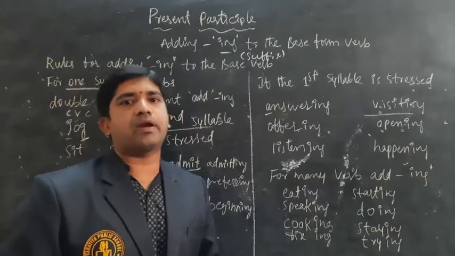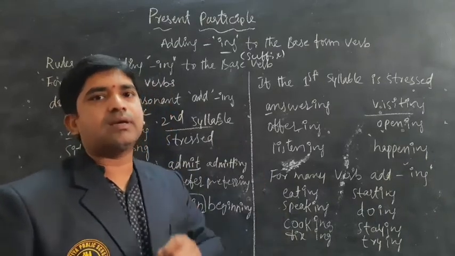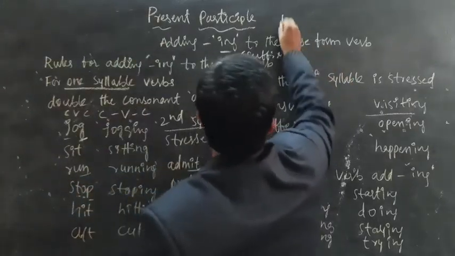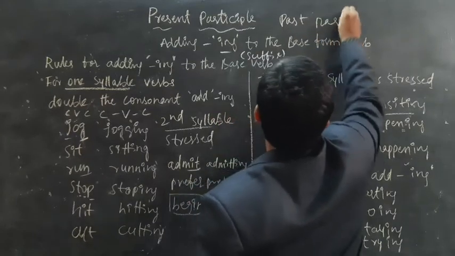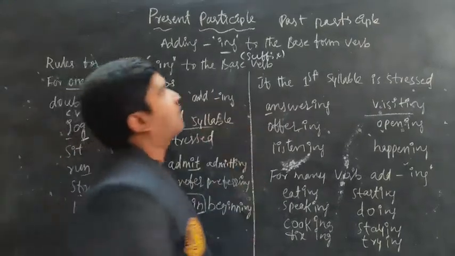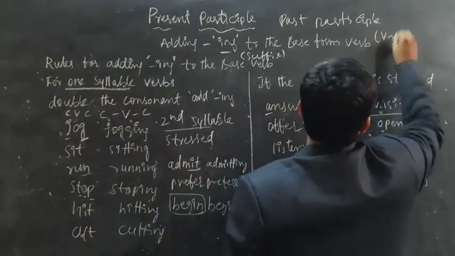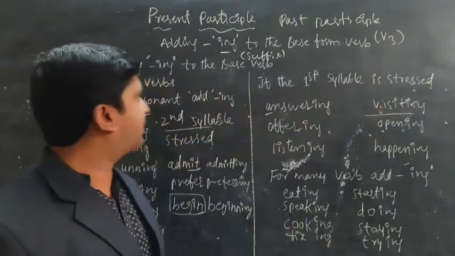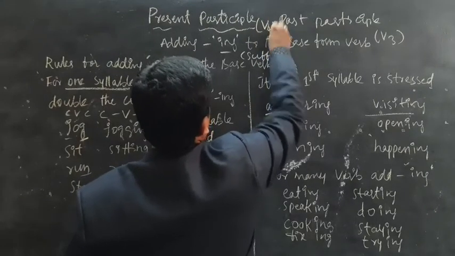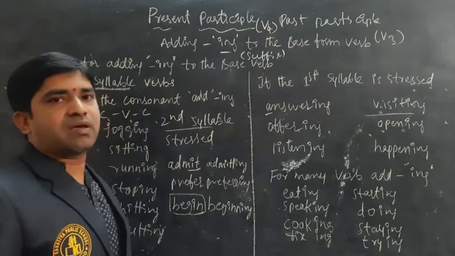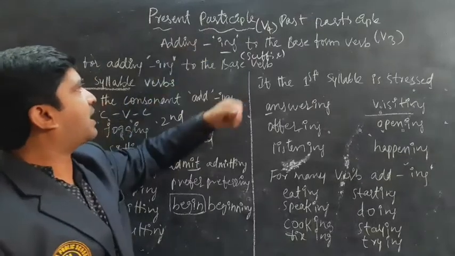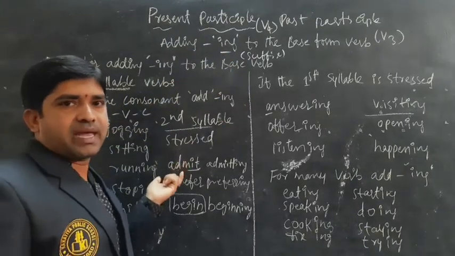These are the very important rules for adding ing to the base form. Now the next one: present participle and the difference between the past participle. The past participle we treat as the V3 form. And the present participle we indicate with V4. In some books it's mentioned as V4. Present participle means we are adding ing to the base form.